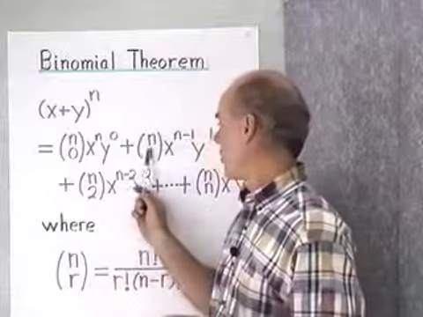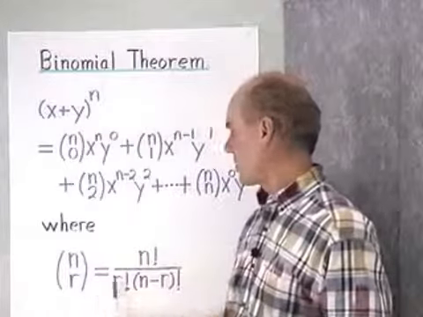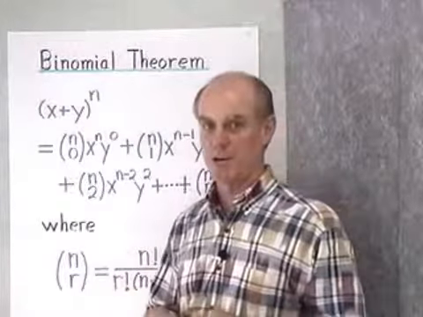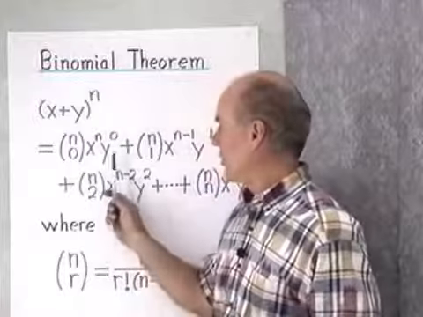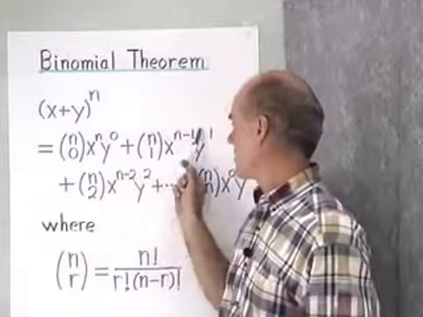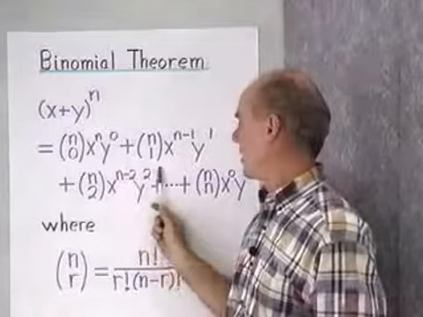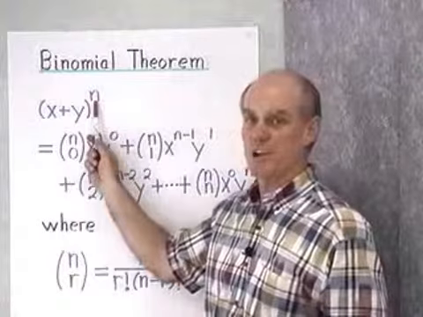So these are binomial coefficients right here, and most of the time we will get them simply by using what's called Pascal's triangle. What you want to notice is that the sum of the exponents in any term has to add up to this n right here.